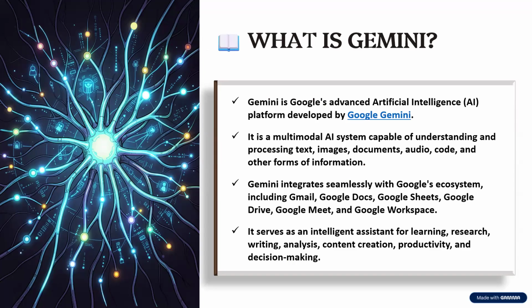It is a multimodal AI system capable of understanding and processing text, images, documents, audio, code, and other forms of information. Gemini integrates seamlessly with Google's ecosystem, including Gmail. See the point of emphasis here. If all you want to work on has to do with Gmail, Google Docs, Google Sheets, Google Drive, Google Meet, and Google Workspace, Gemini integrates seamlessly with all this ecosystem called Google.